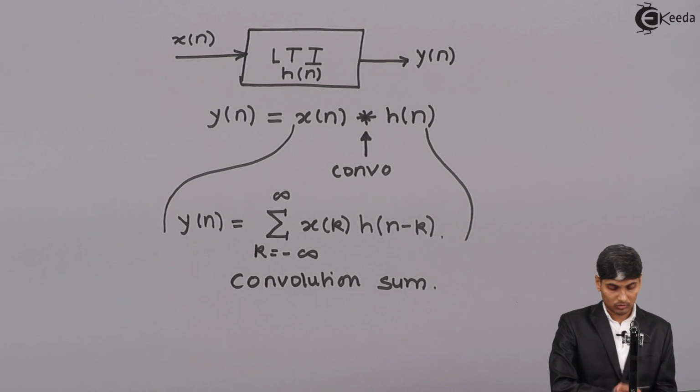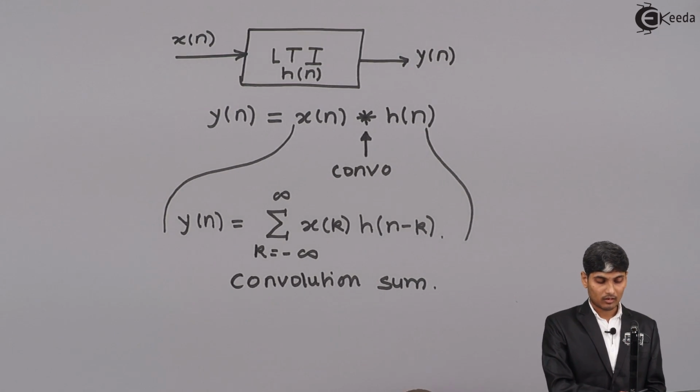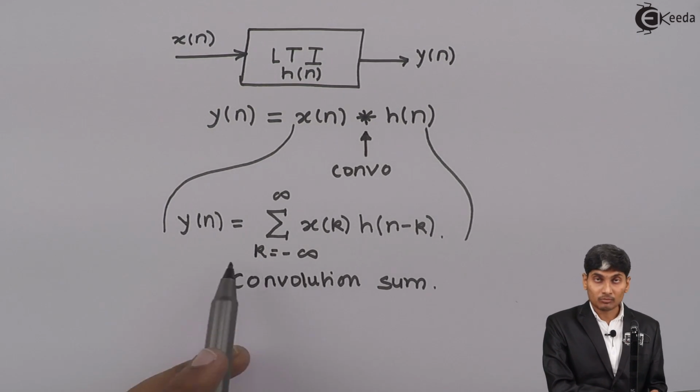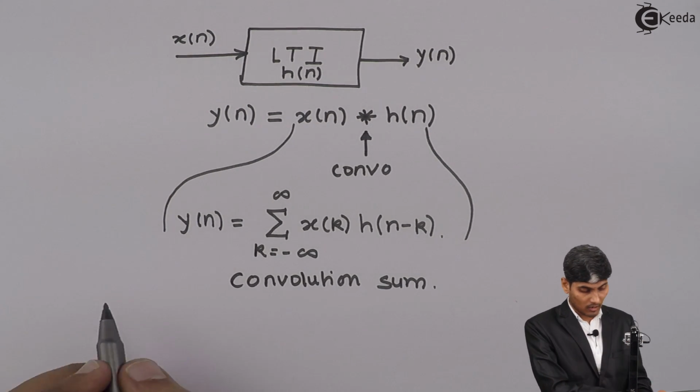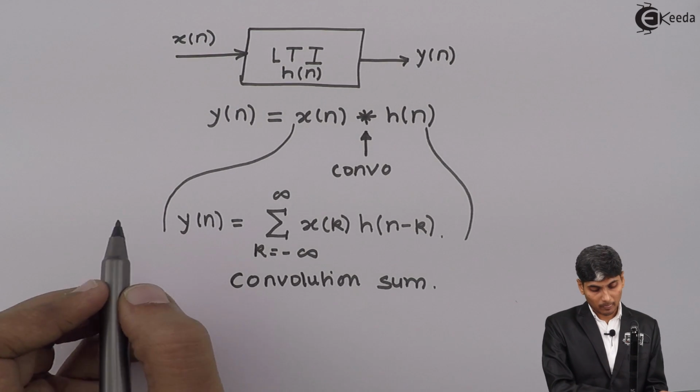Various texts use various notions. Some texts call this the convolution formula, some call it the convolution sum, and some refer to it as convolution. All are one and the same.